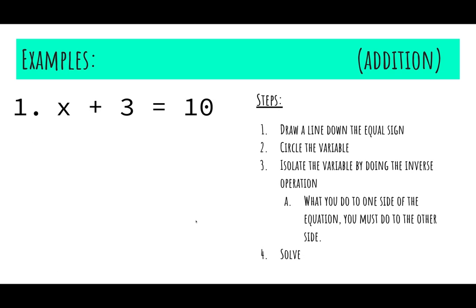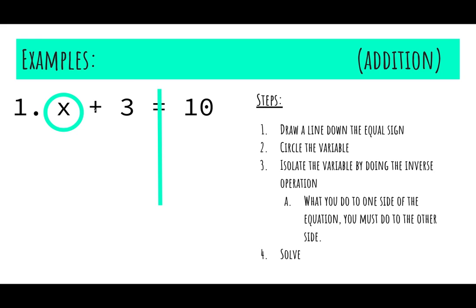All right, so let's move into some examples here. We have x plus 3 equals 10. So step 1, you want to draw a line down the equal sign. Step 2, you want to circle that variable. Step 3, you want to isolate the variable by doing the inverse operation. So let's see what's going on here. We know we want to move this 3 to the other side because I want to isolate the x by itself on this side of the equation.